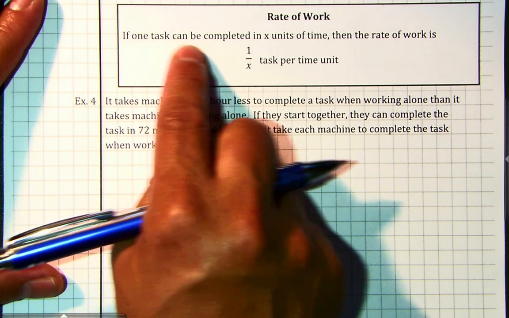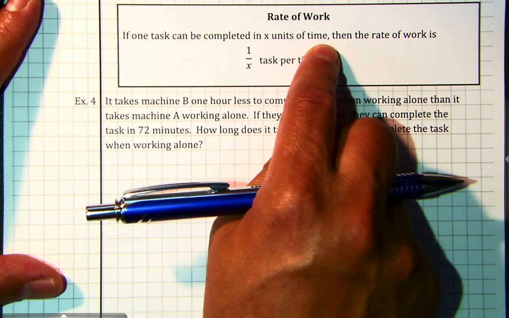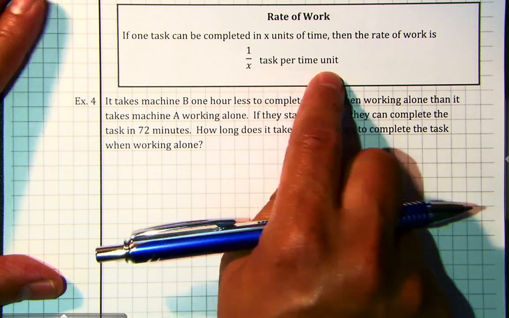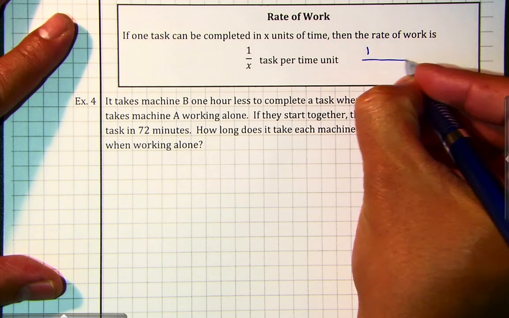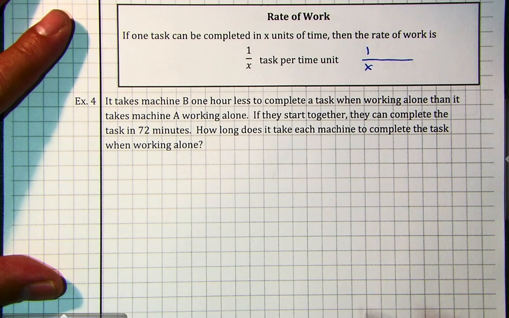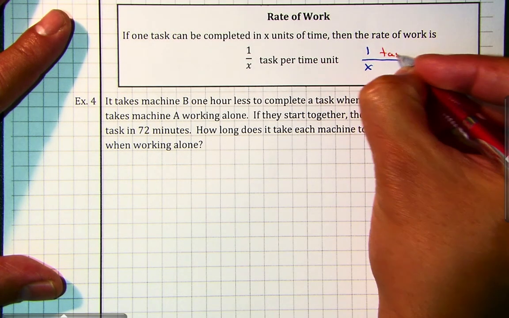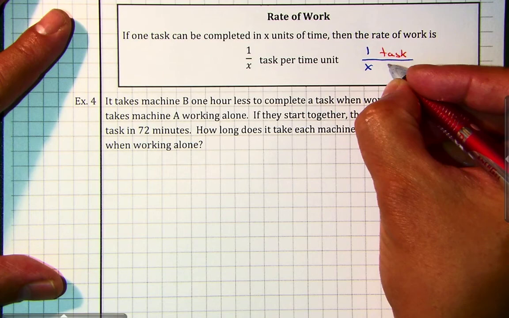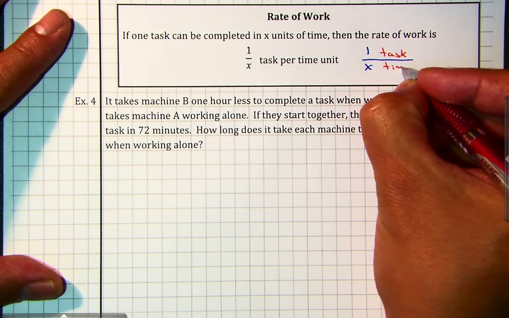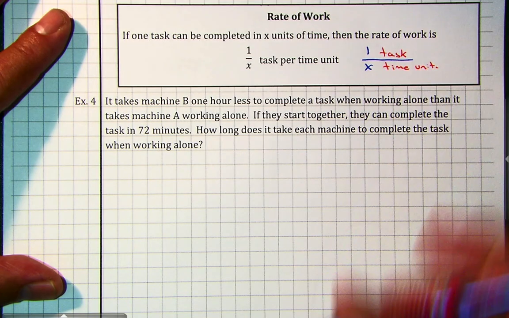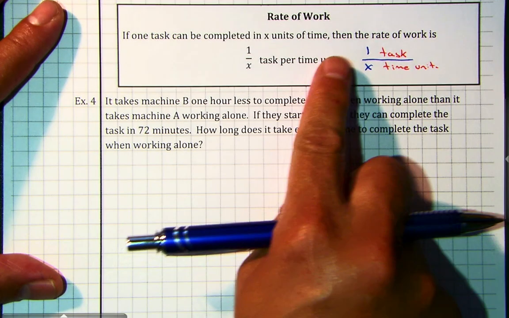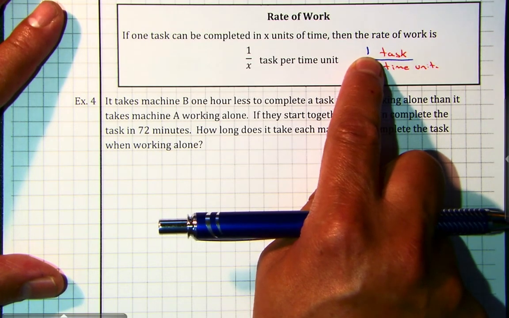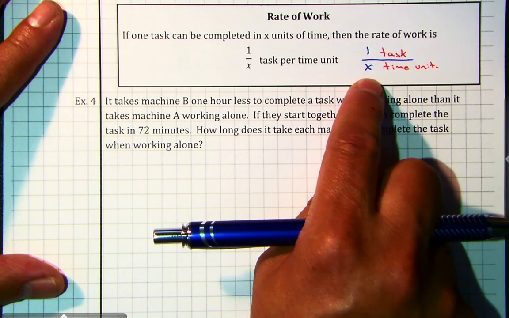If one task can be completed in X units of time, then the rate of work is 1 over X tasks per minute. So we have 1 over X, where 1 is the task. Now sometimes there will be 2 tasks or 3 tasks every hour, and this is the time unit. So something to keep in mind is that this is not always 1. It all depends on how many tasks the person or the machine can complete in that specific amount of time.